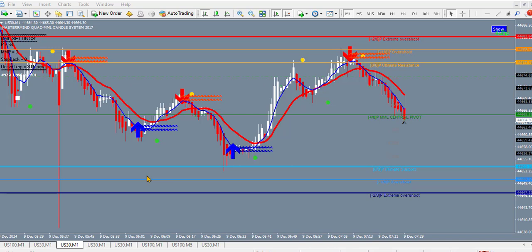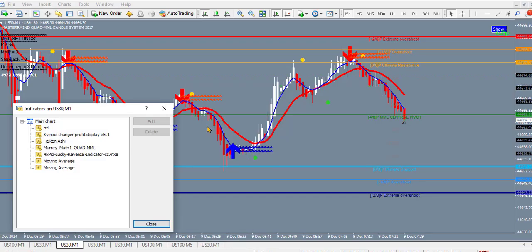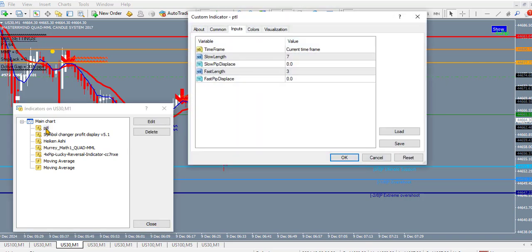In the video description, I did include all the indicators I use for this particular strategy. Just make sure you download it. It is free, and I did include my template so that you have the same template like mine. Now let me show you some of the indicators I use and how to set it up if you want to set it up manually, and if you want to use my template you can do that.